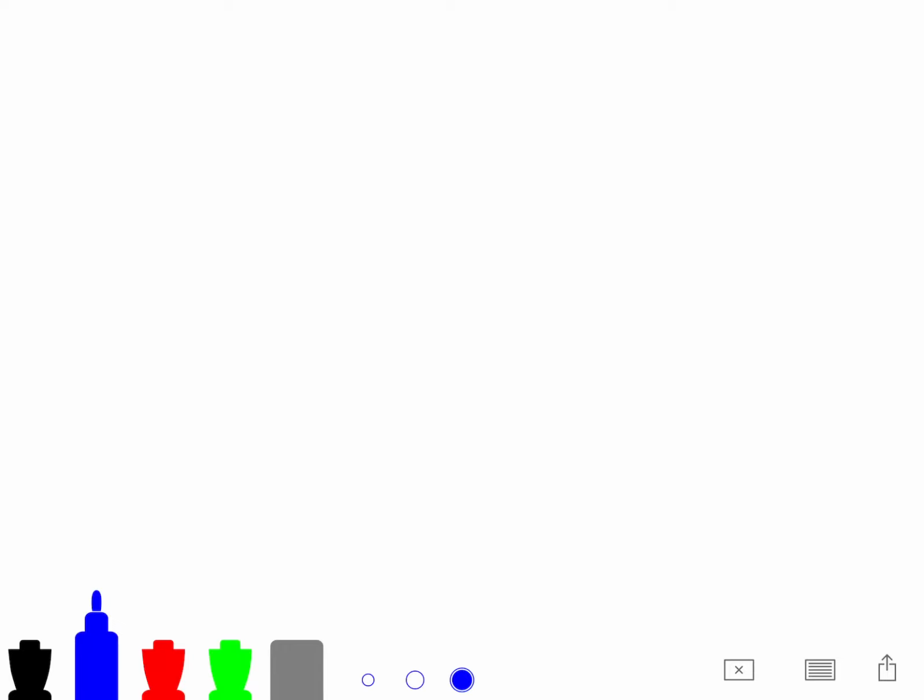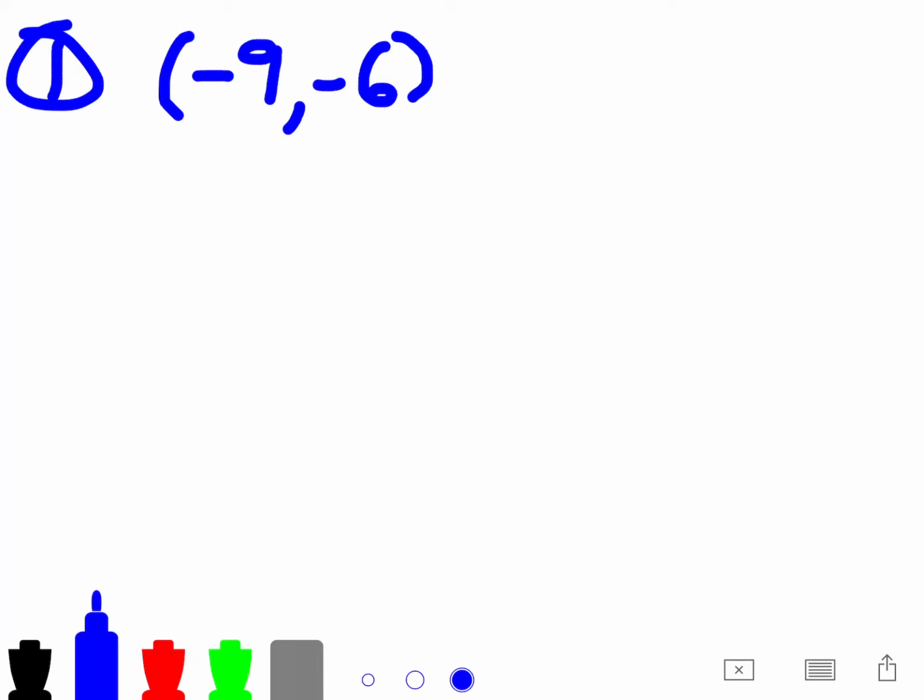I'm going to start off with number one. Number one says find the midpoint given the endpoints, and our points are -9, -6, and the other point is -10, -4.